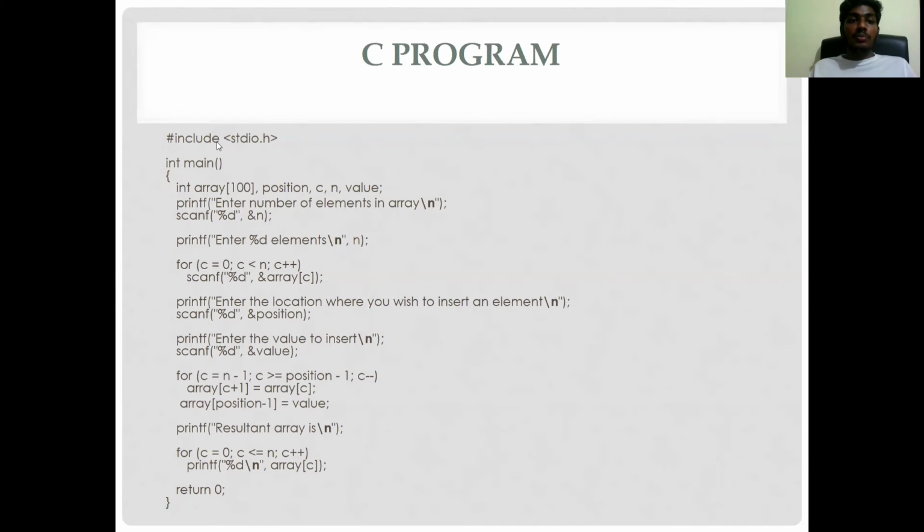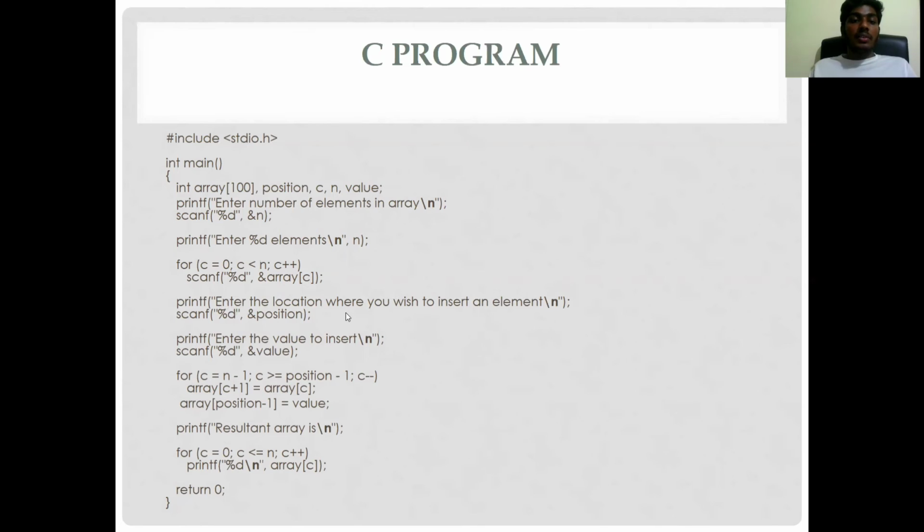Here, hash include preprocessor directive, int main, int array of 100, position, c, n, value. printf: Enter the number of elements in an array. scanf percentage d comma n. printf: Enter percentage d elements comma n. For c equals 0, c less than n, c plus plus, scanf percentage d comma ampersand array of c. We take the address of the value of an element.